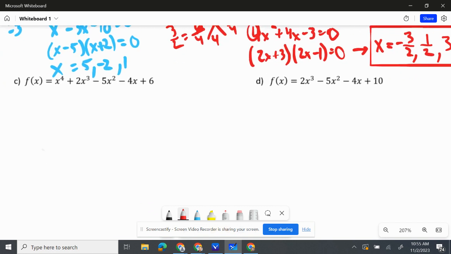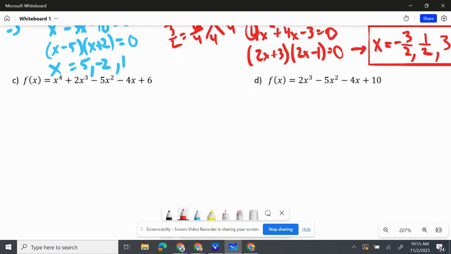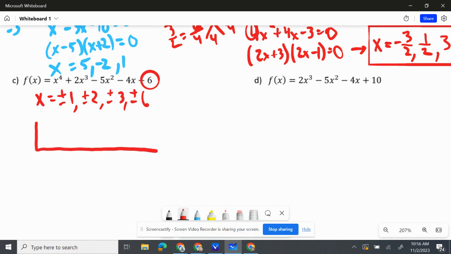Okay, looking at letter C. We have plus or minus 1, plus or minus 2, plus or minus 3, plus or minus 6, because we want all the factors of 6. We have 1, 2, negative 5, negative 4, and positive 6.